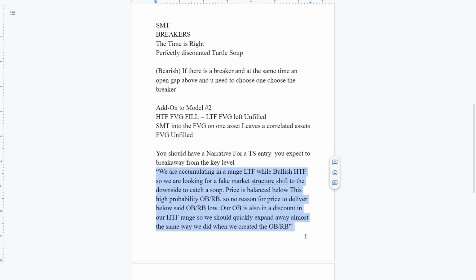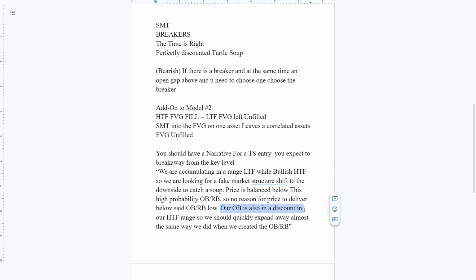You could think such as this: we are accumulating in a range on the low time frame, while on the high time frame we are bullish. So we're going to be looking for a fake market structure shift to the downside to be able to catch a turtle soup. Price is balanced below this high probability order block rejection block that lays below our range. So there's no reason for price to deliver below the said order block rejection block low.